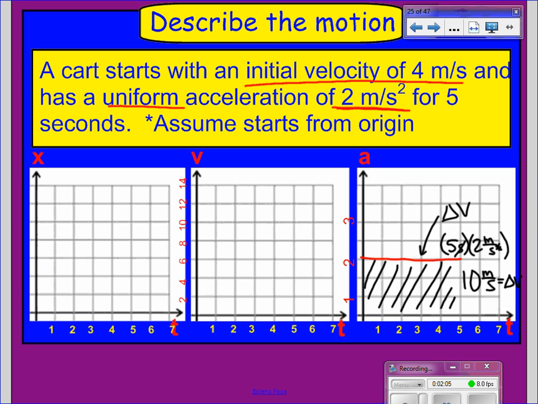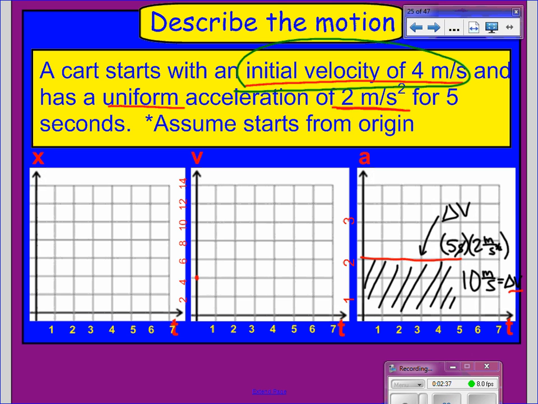Now notice, it's the delta V, or change in velocity. That doesn't mean it's the final velocity, just how much the velocity was changing. Now that I know that information, I can go over to my velocity graph. First of all, I notice that the initial velocity was 4 meters per second. Or in other words, when time was 0, the velocity was already 4 meters per second. So I'm going to, on my velocity graph, mark that by putting a dot right here at 0, 4. At time 0, it was 4 meters per second.